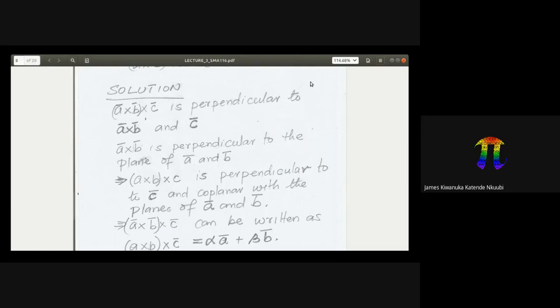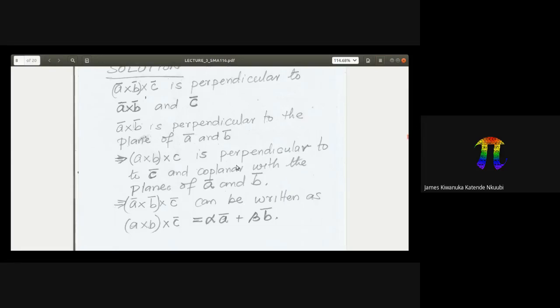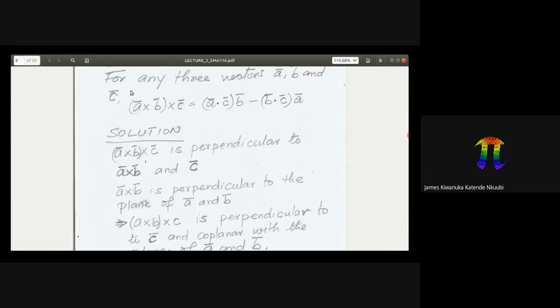And A cross B cross C should be perpendicular to both the two vectors, A cross B and C. When you draw it out, you will be able to see now that the cross product of the three should be in the plane of A and B. Try to draw this. But what is important now is to get this formula.